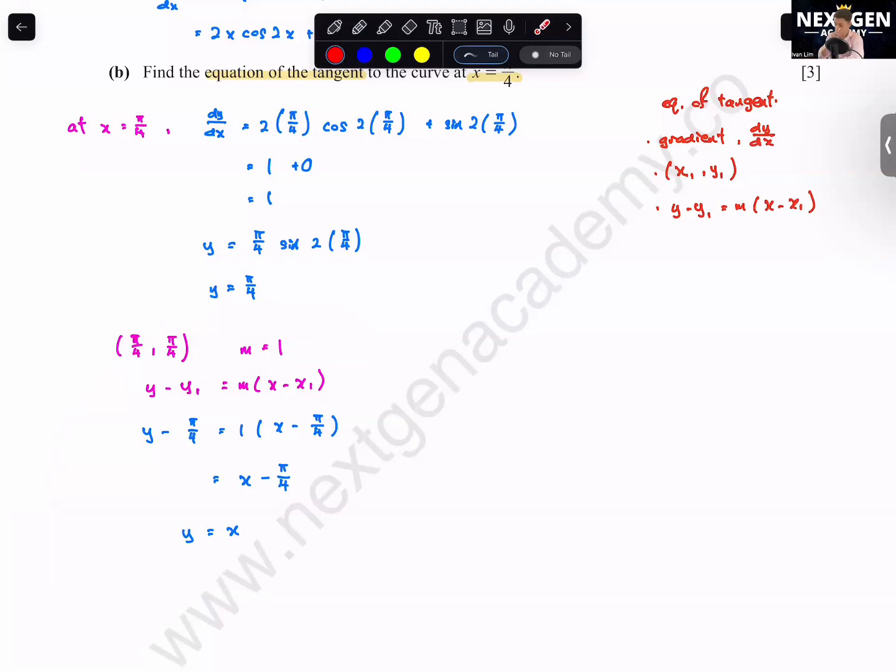If you are not confident to type the whole thing in, like you see what I did here, I break it down. I broke it down like that.